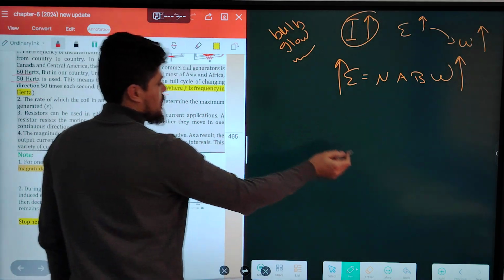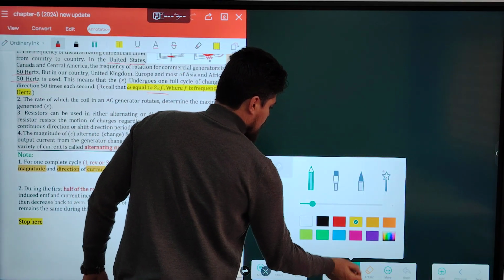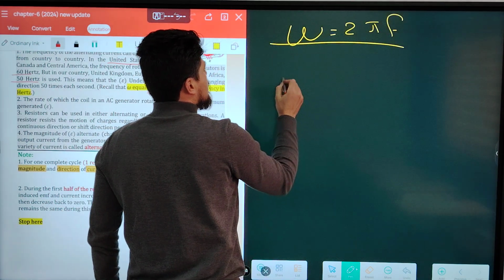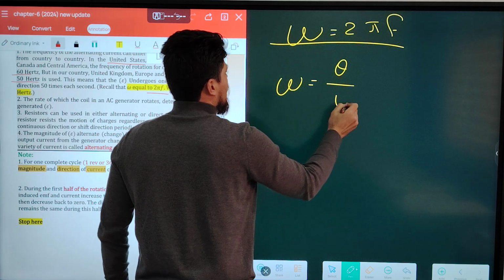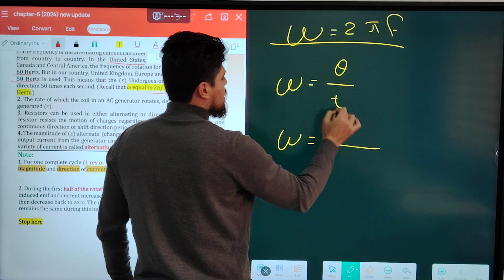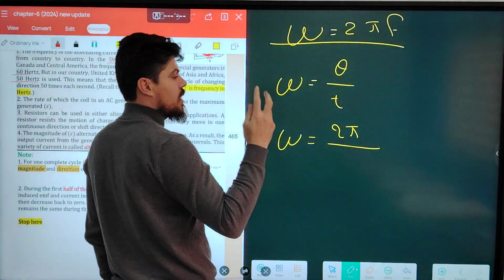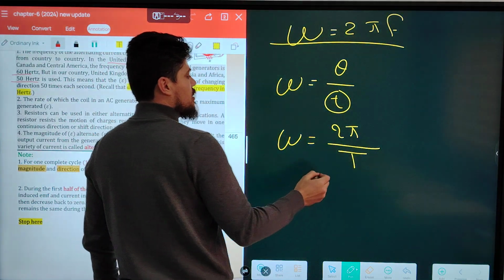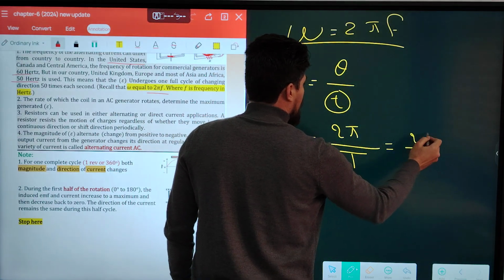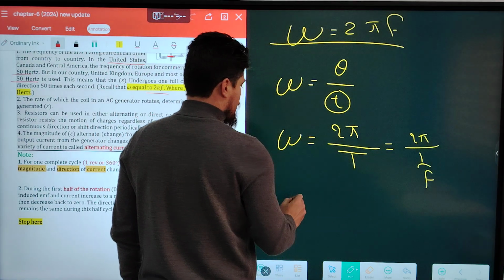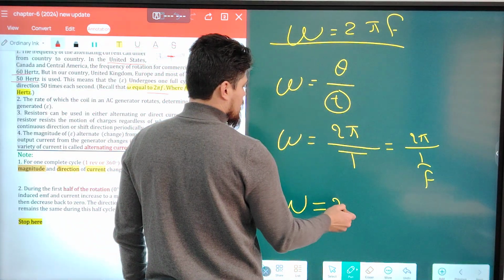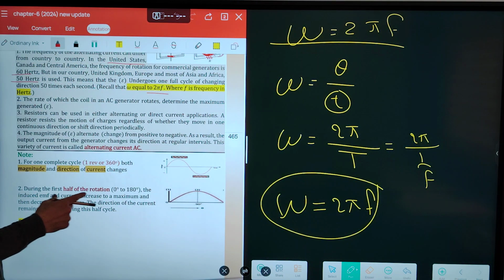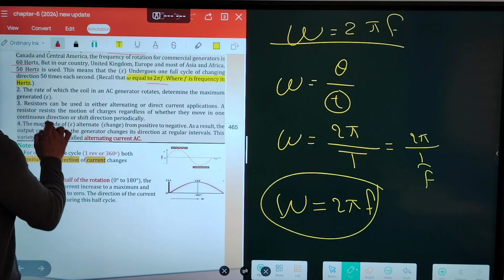Omega is equal to what? 2 pi f. Why is omega equal to 2 pi f? This equation is based on omega equals theta over time. For one complete cycle, how many radians do we have? 2 pi radians. For one complete cycle, the time interval is equal to what? The period. The period is equal to 1 over frequency. By basic math, it becomes 2 pi f. When frequency is given, you can determine the angular speed.